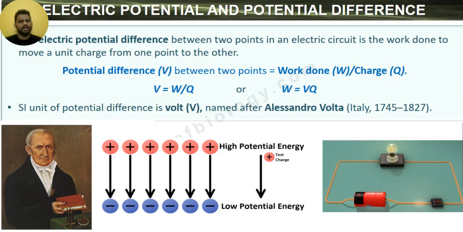V. This is again named after a famous scientist, Alessandro Volta, and he was from Italy, and this was his life, 1745 to 1827. So this scientist Alessandro Volta is famous for discovering the potential difference concept, and that's why the SI unit of potential difference is volt, V, which is named after Alessandro Volta, the famous scientist. High potential energy to low potential energy, the flow of current.